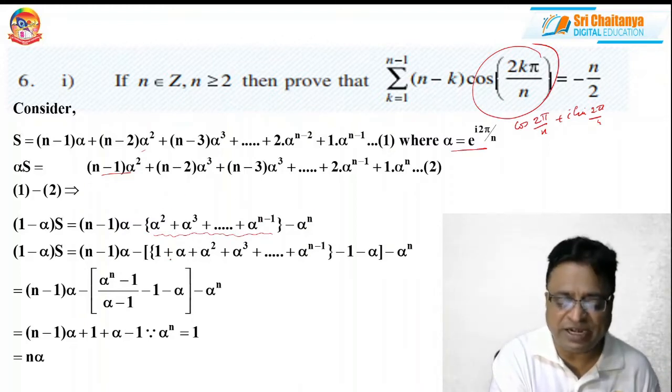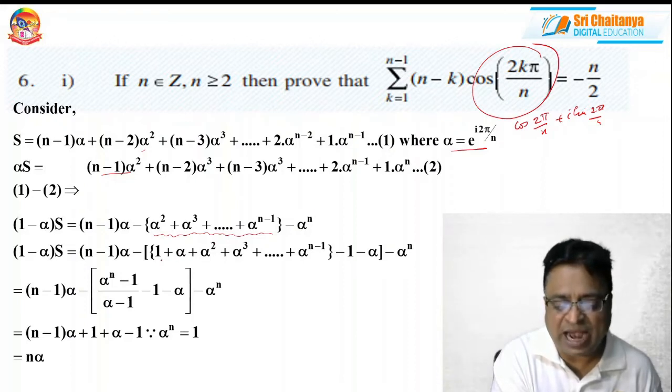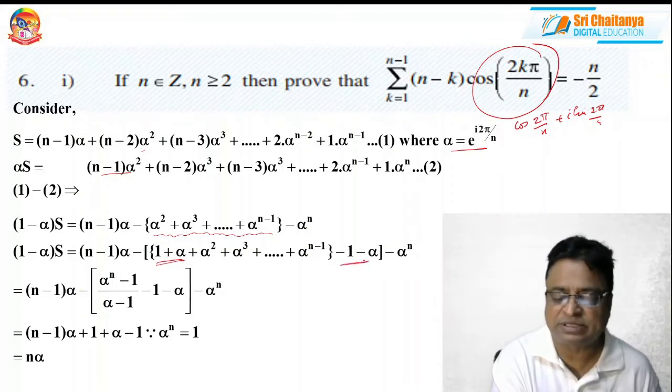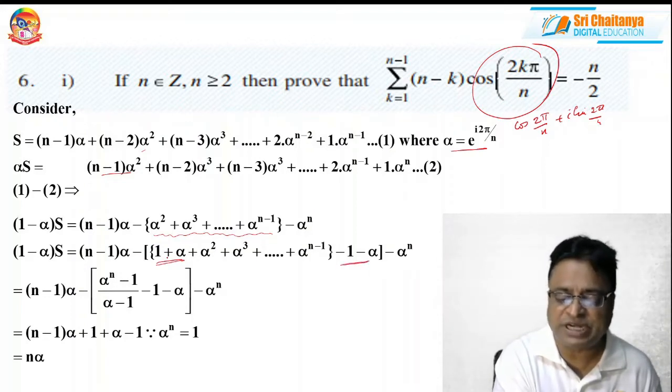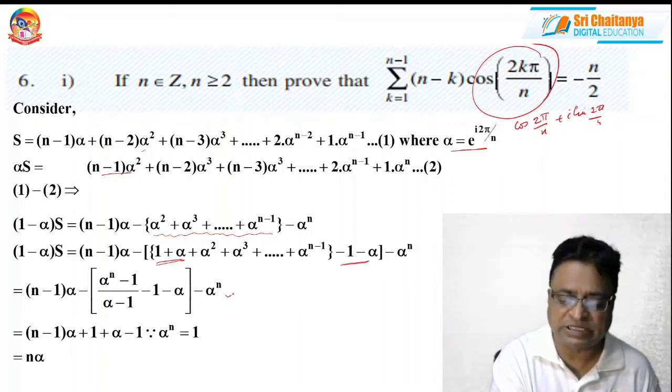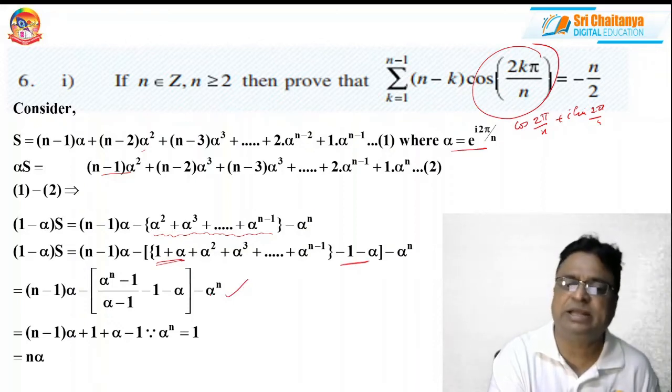So conveniently, what I did was I added the first term and next term, 1 plus alpha, and similarly subtracted the same terms. Therefore it is the sum to first n terms. That is alpha power n minus 1 by alpha minus 1, minus 1 minus alpha. Of course, minus alpha power n is there at the end.